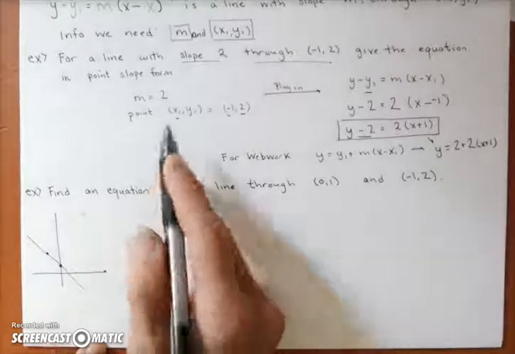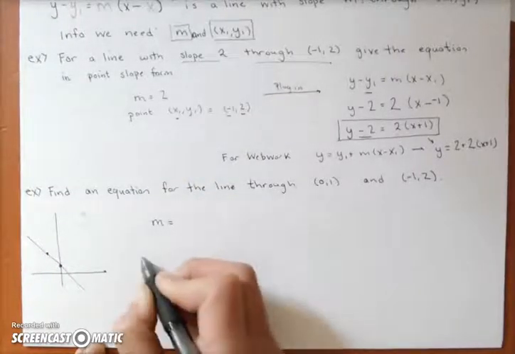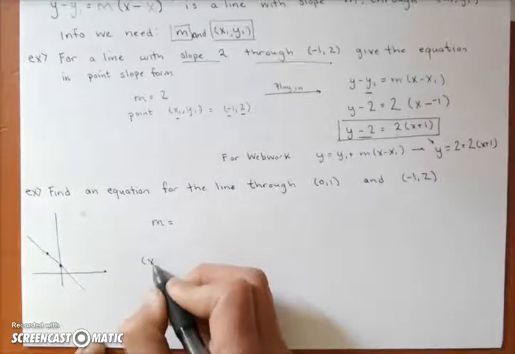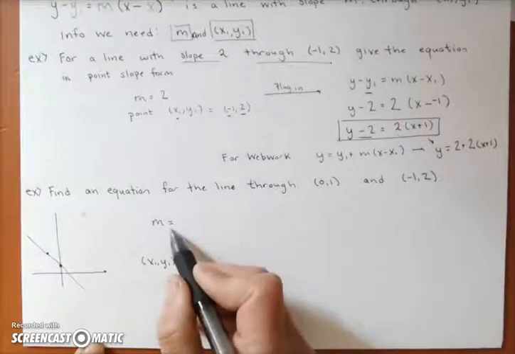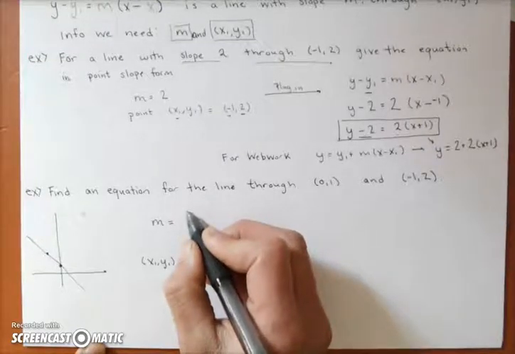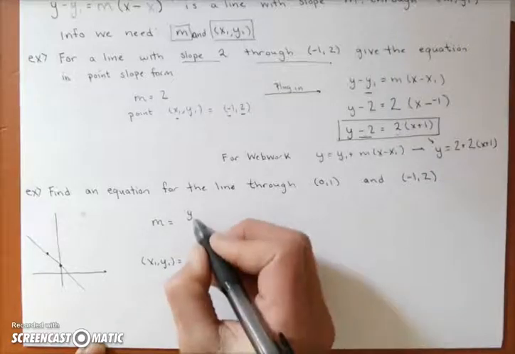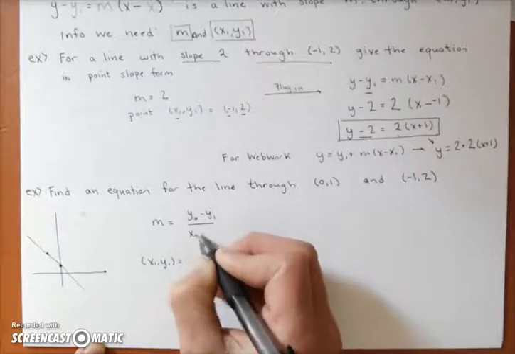But in order to use the point-slope form, I need two pieces of information. I need m, and I need a point, x1, y1. For m, I need to calculate the slope, which you know how to do from the calculating slope video. And I do that by taking the difference in the y values and dividing by the difference in the x values.